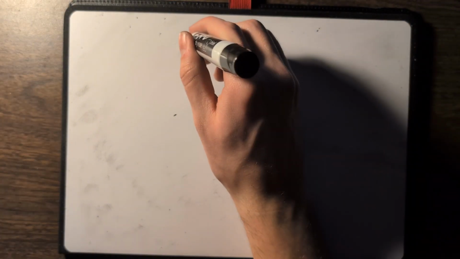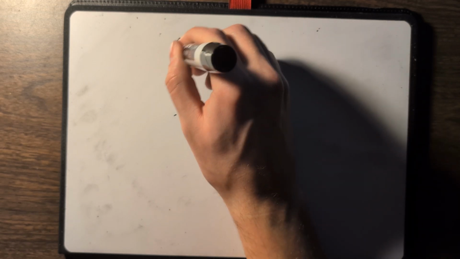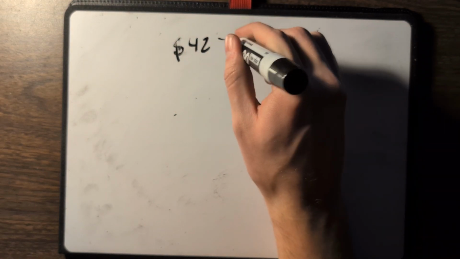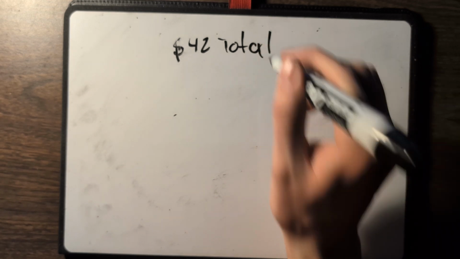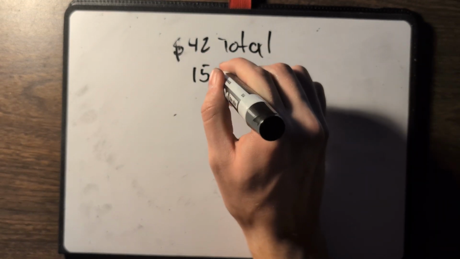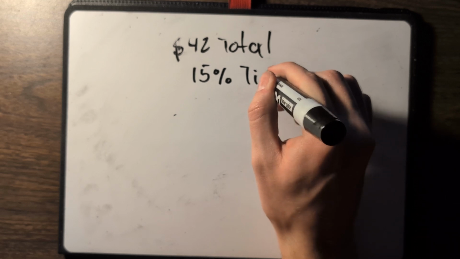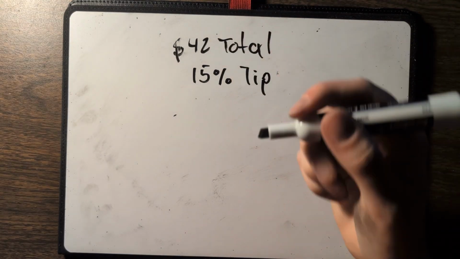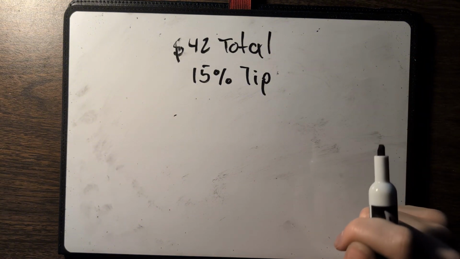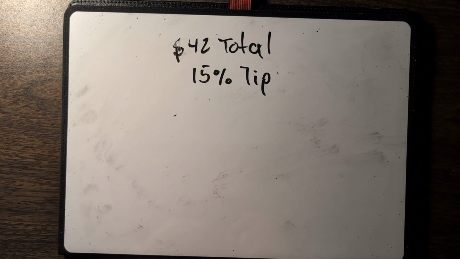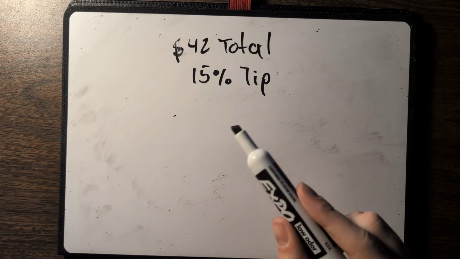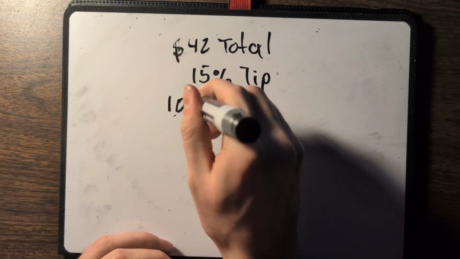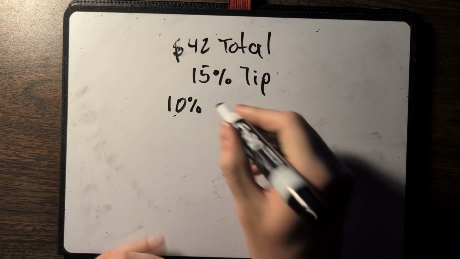with, say, 15%. So for $42 total, let's try and find 15% as a tip. You know, if the waiter didn't spill a drink on you or didn't do very well, give maybe 15%, or you can find 20% with this technique as well. So to find 15%, we first have to find 10%, which is simple.